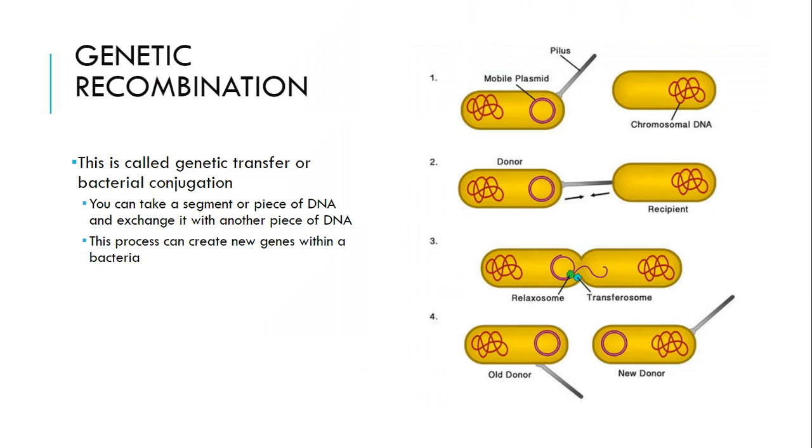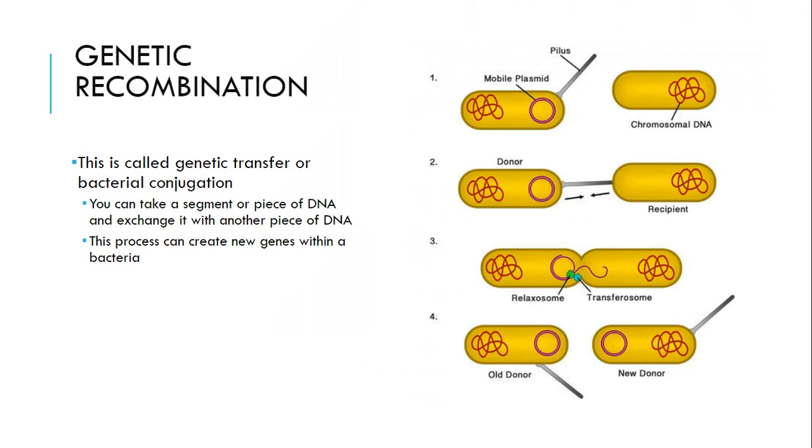Another thing that's really cool is that we can very easily go through genetic transfer, or genetic recombination, or bacterial conjugation, however you want to say it. It's all the same thing. Bacteria have these chromosomes and they also have a plasmid. We can actually take this plasmid and remove it and put it somewhere else.